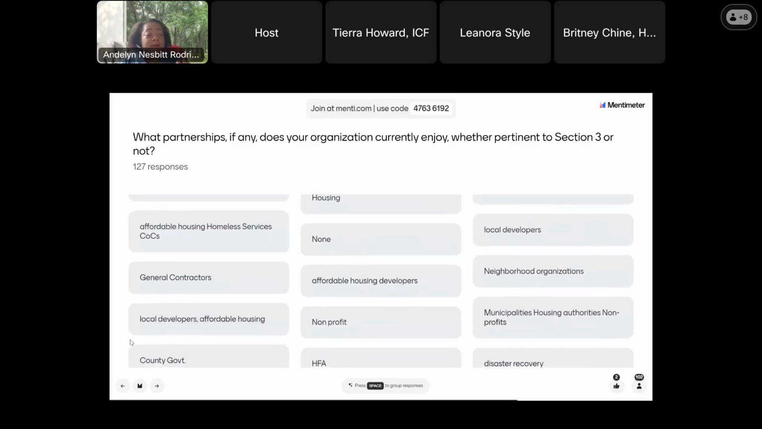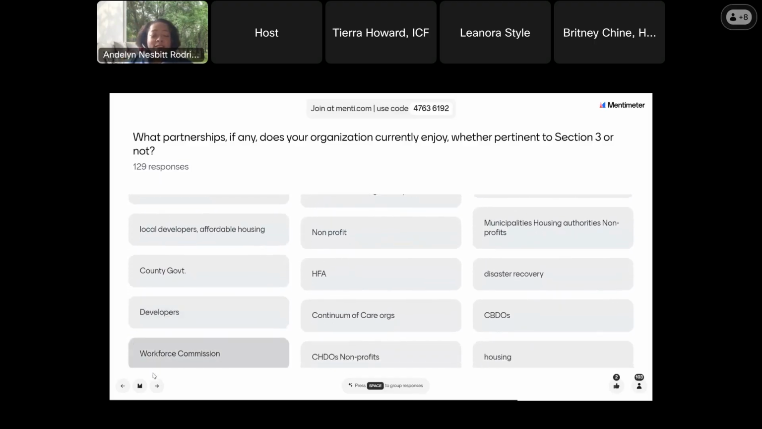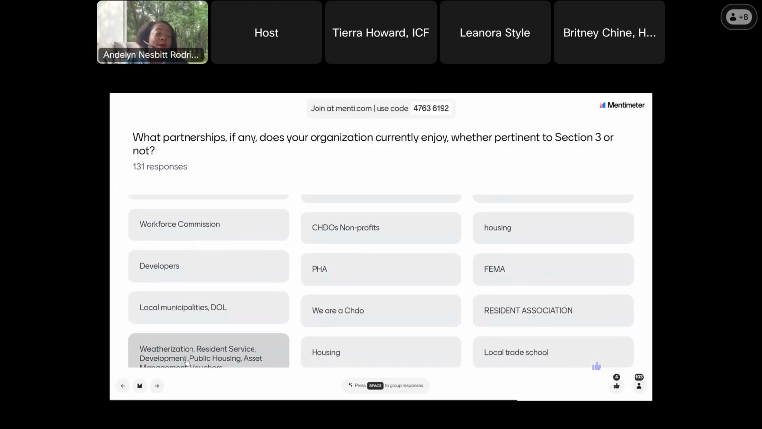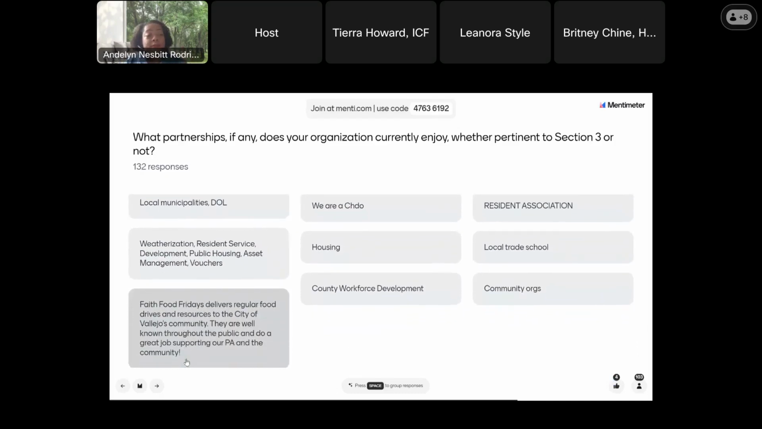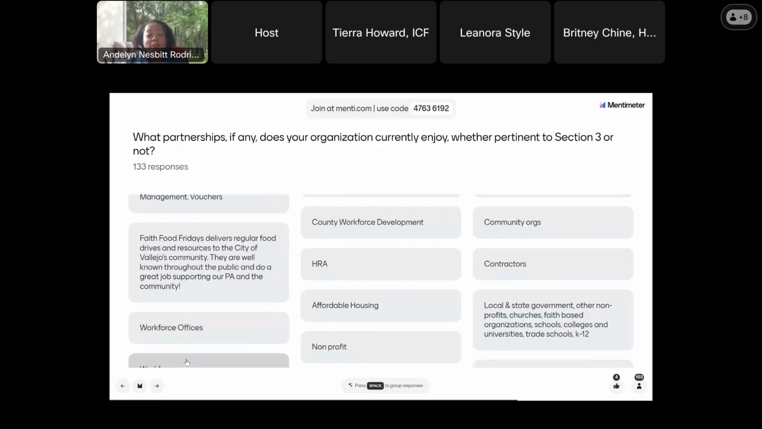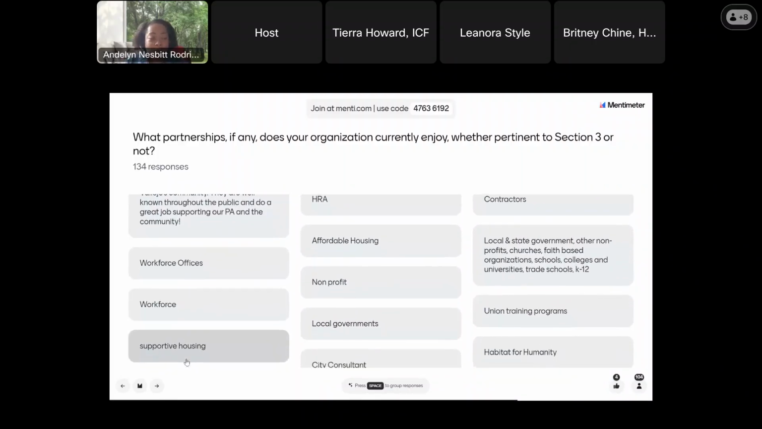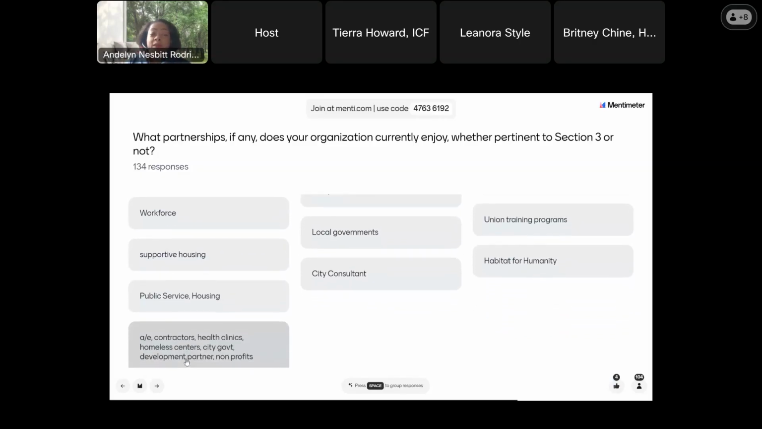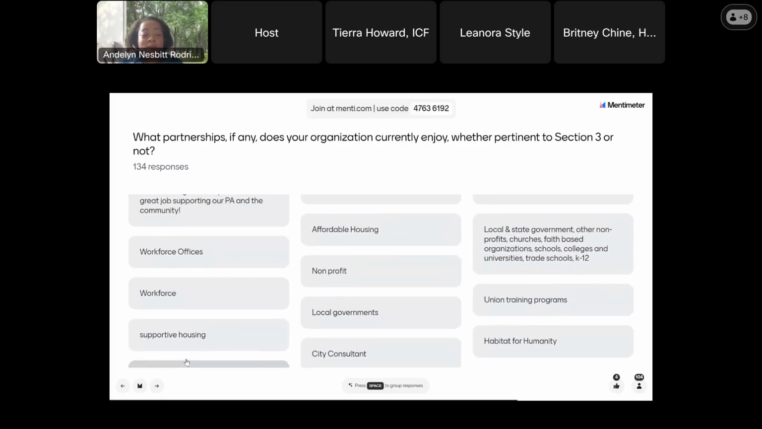COCs, continuums of care, absolutely. Nonprofits, fabulous partners. Okay, CBDOs, I see that as well. And CHODOs again. Workforce Commission, that's wonderful. We're going to hear a little bit about that today. So, Department of Labor, residents associations, absolutely. If you're a PHA, you're probably already working with your resident associations, but if not, or if you work for the city, there are resident associations that could be good for you to work with. This is wonderful information. Thank you. Union training programs, absolutely, and that's really, really direct with Section 3 as well. And I see Habitat for Humanity as well. So, okay, thank you. Thank you so much.